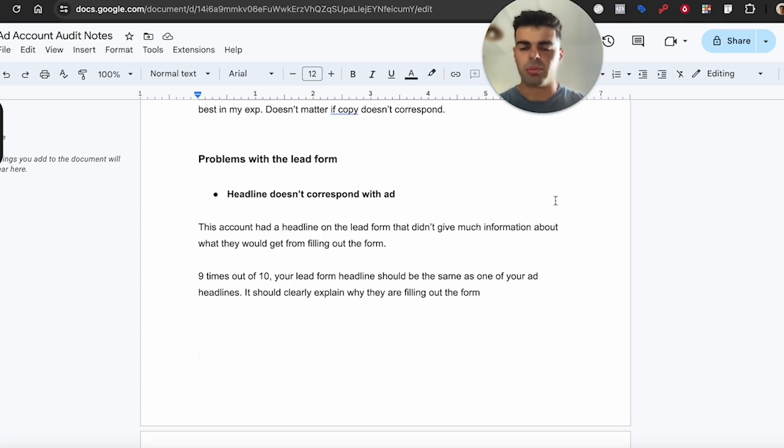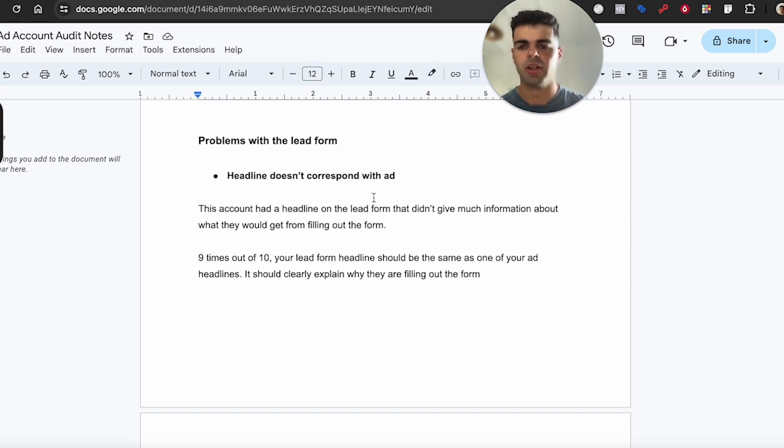So, problems with the lead form. This was actually the main problem in my opinion, the reason that their results weren't fantastic. And the biggest one is actually a little bit further down below, but there were a few problems here. So the headline doesn't correspond with the ad. The account had the headline as a lead form, it didn't give much information about why the person was filling out the form. It was a very generic, broad headline, and 9 times out of 10 your lead form headline should be the same as your ad headline. It should very clearly explain why they're filling out the form.